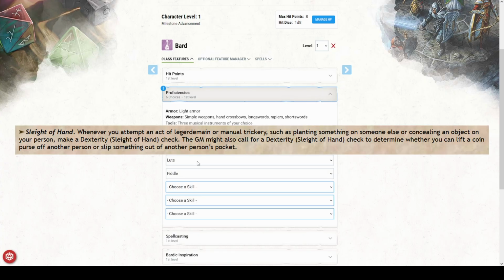Sleight of hand is your card tricks, your coin tricks, being able to hide a weapon in your sleeve or on your person without someone else finding it. You can also pickpocket with it. A lot of people just use it for pickpocketing. It's got a lot of uses.